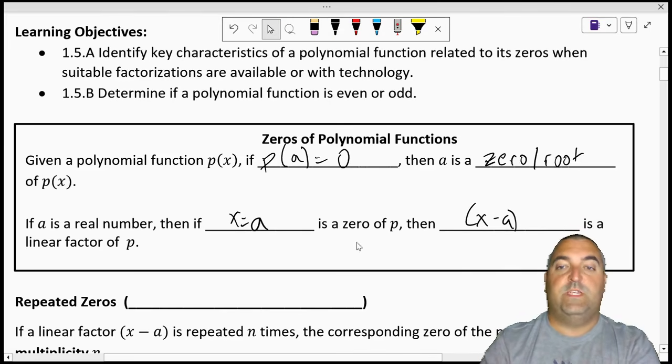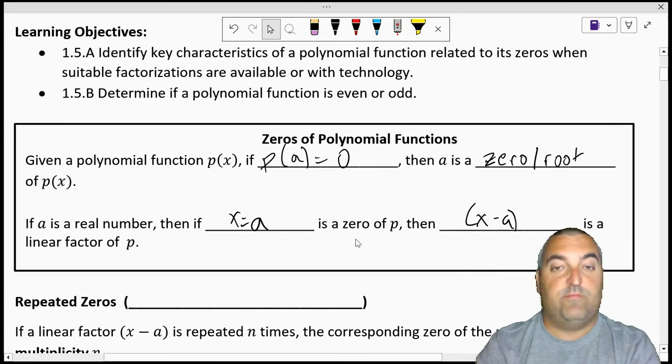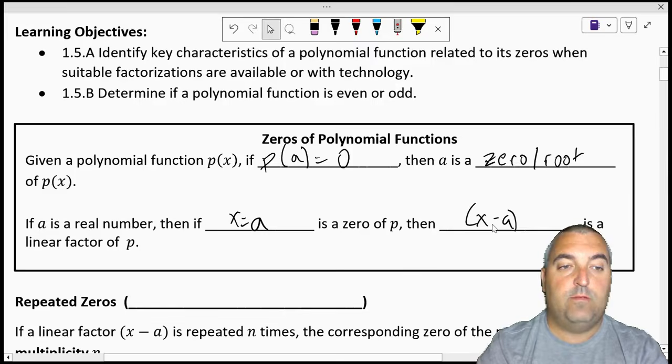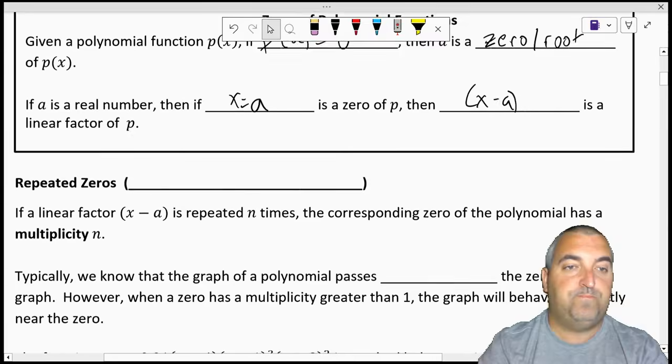This is a very important concept when trying to write polynomial functions: if you know some 0, you know how to write it as a factor. So x minus a is how we would write it in the equation.